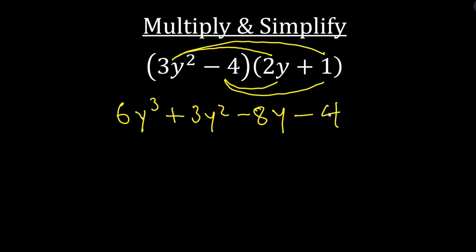And here's what's cool about this example. We multiplied, and there's actually nothing to simplify. We don't have any like terms. We have a y cubed term, a y squared term, a y term, and a constant term, and sometimes that happens, and that's okay. We don't have any simplifying to do. This is in simplest form, and that's it.